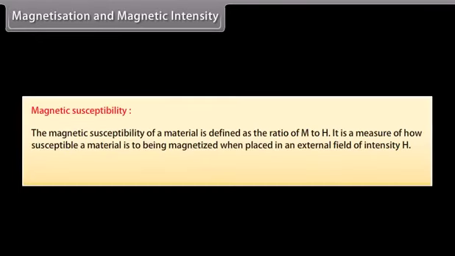The magnetic susceptibility of a material is defined as the ratio of M to H. It is a measure of how susceptible a material is to being magnetized when placed in an external field of intensity H. M is equal to the product of Xi and H.